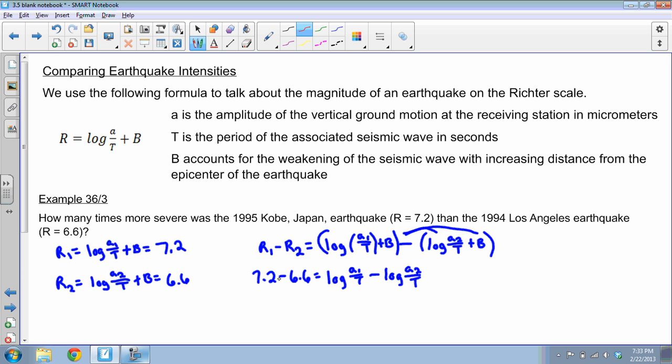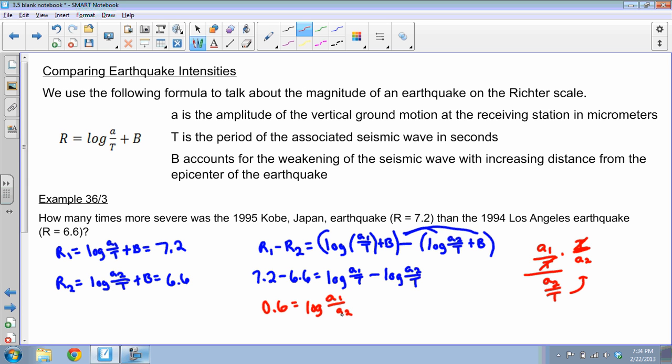Then 7.2 minus 6.6 is 0.6. And I'm going to combine these logarithms and condense this into one thing. A1 over T is going to be over A2 over T. These T's cancel out, leaving us with just A1 over A2.